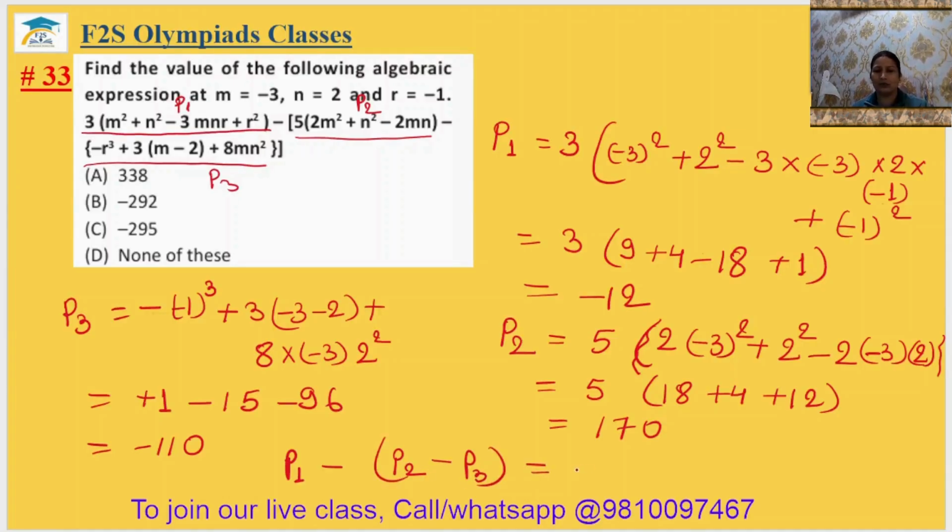This is equal to minus 12 minus part 2, which is 170, plus 110. When you simplify it, you will get minus 292. It is in option number B. So the 33rd answer will be option B.